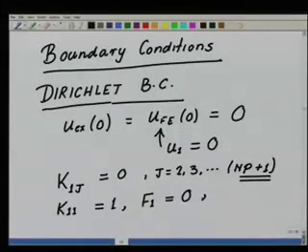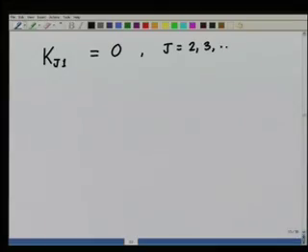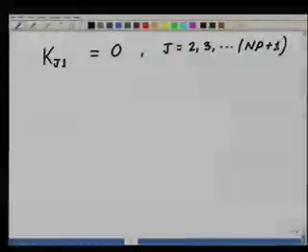Then we had gone and done the next part, that is, if I had a non-zero value of u1, then I would have to correct the load vector as we had done in the case of the linear approximation, but here it is not so, u1 is equal to 0. So I am going to now set kj1 equal to 0 for j equal to 2, 3 up to np plus 1. So this takes care of the Dirichlet boundary condition.